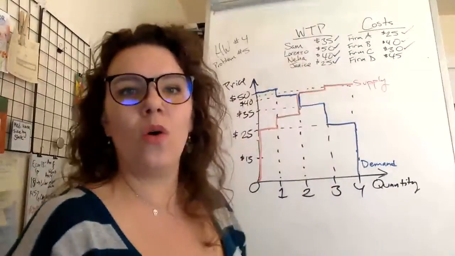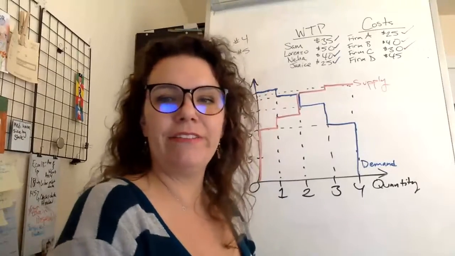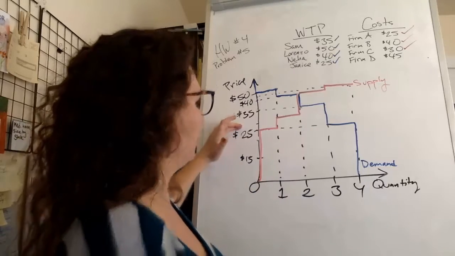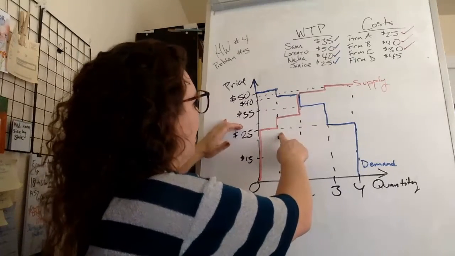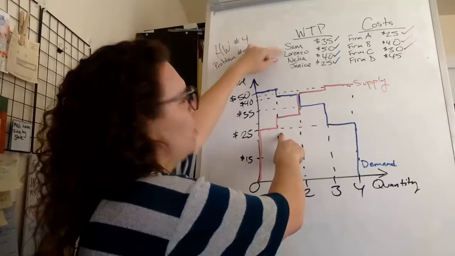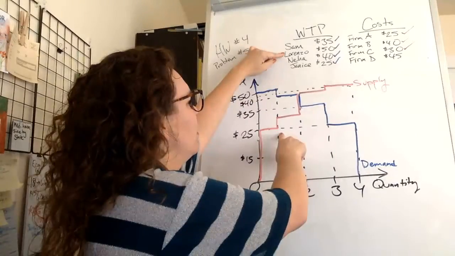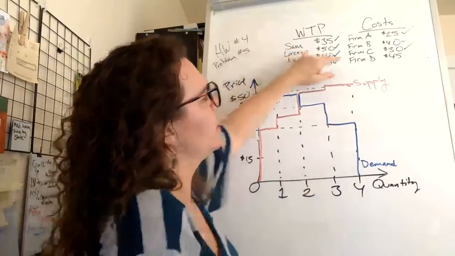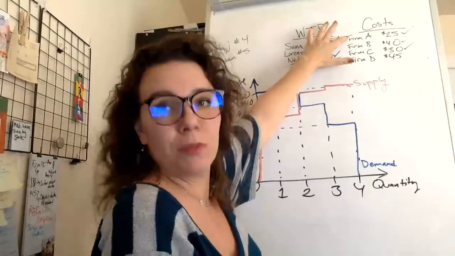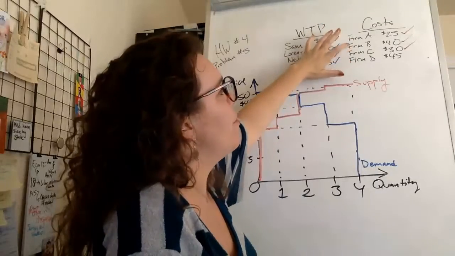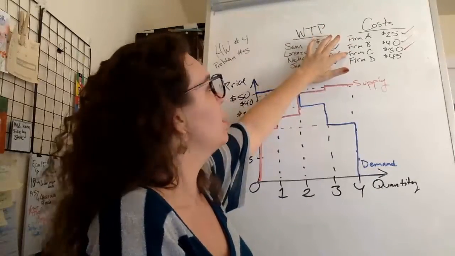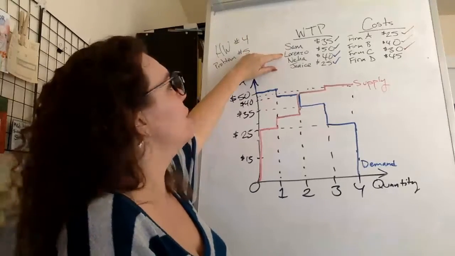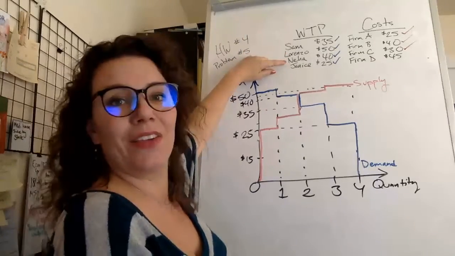Now, how many haircuts are efficient? Well, at a price of $25, 1 haircut is supplied, and 1 haircut would be consumed by the person with the highest willingness to pay. At a price of $35, 2 haircuts would be supplied because firm A would supply haircuts for $35 and firm C would supply haircuts for $35, and Lorenzo would pay $35 and Neha would pay $35.